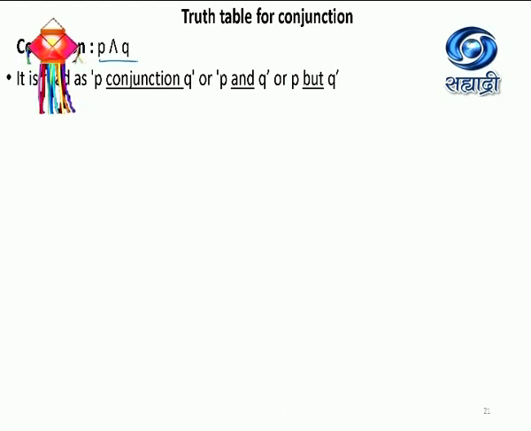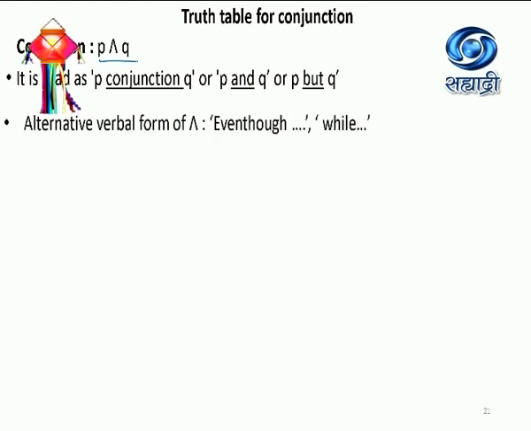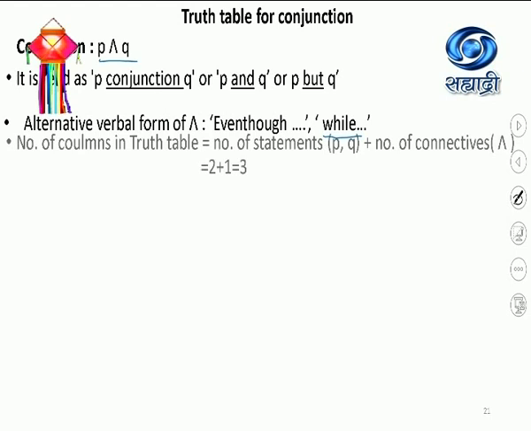Now to prepare the truth table, first of all understand the number of statements and the number of connectives used. Before that, sometimes in the exam or in MCQ type questions, instead of the words 'and' or 'but', 'even though' or 'while' is used. In fact, in the textbook there is one question where the word 'while' is used. It gives you the hint that 'while' indicates the conjunction. Now there are two statements P, Q.